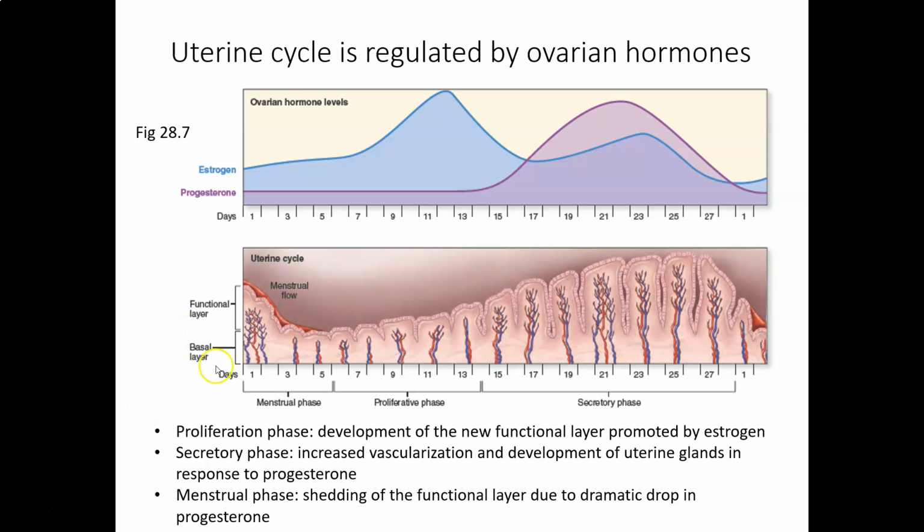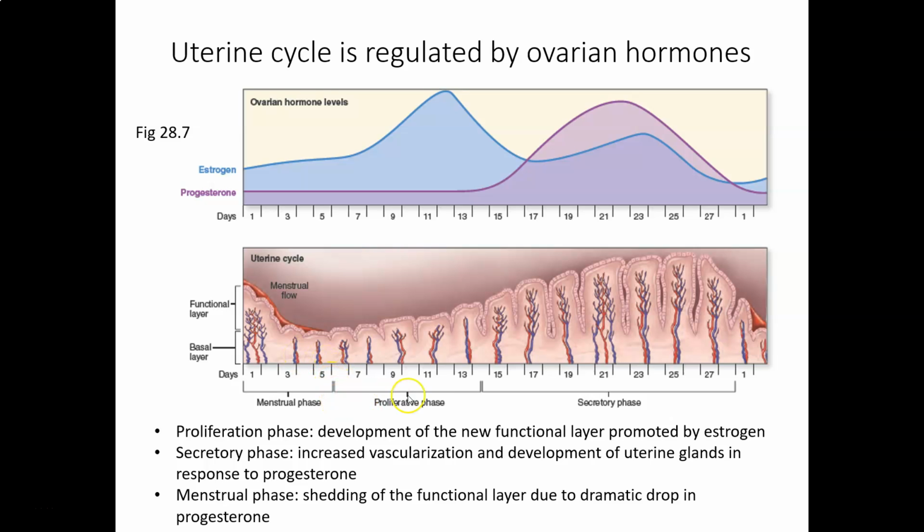So let's look at what happens in the uterus, right? When we talk about the uterine cycle, it lines up with the ovarian cycle, because it's under the control of the ovarian hormones, right? So it's also 28 days. The first phase is the menstrual phase. You are starting with 5 days of shedding, because you want to shed the functional layer that you developed in the previous cycle, right?